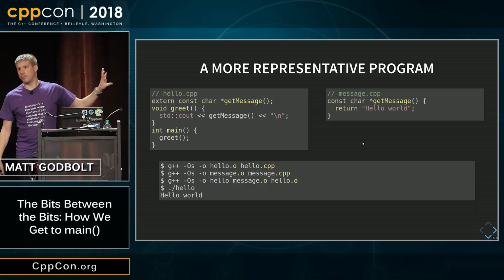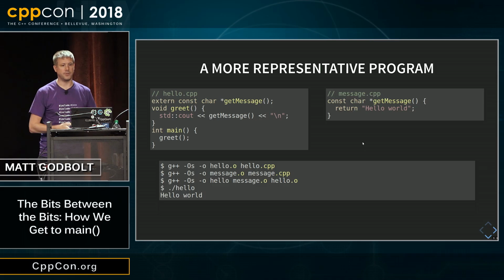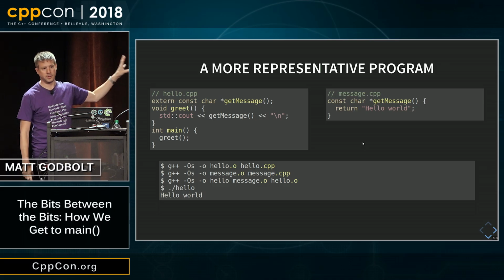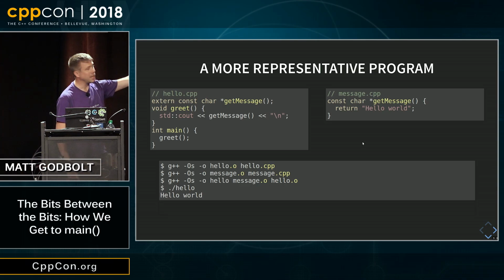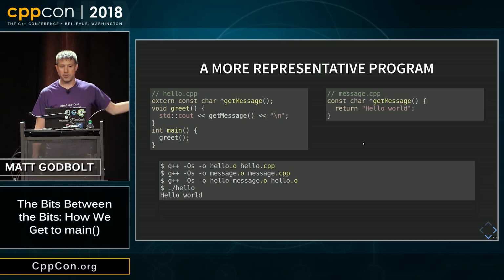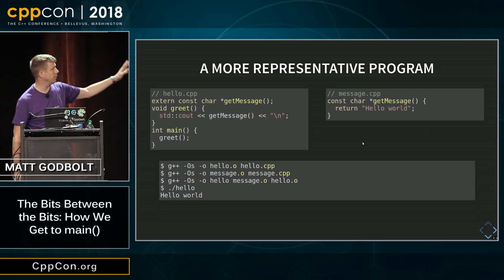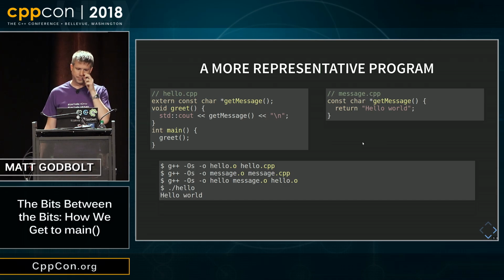We've got a slightly more representative program now that's actually in two files so that we can see how this link process is going to come together. It's the hello world, and on the left-hand side, we've got the bit that does the printing, and on the right-hand side, we've got a pluggable get message function, which we've written somewhere else. So main calls greet, which calls get message, which is defined in a different file. We compile them in the obvious way, link them, and it does what you'd imagine. No surprises there.